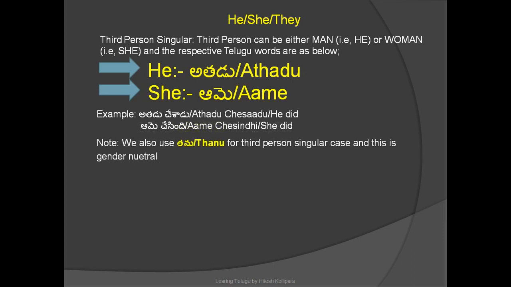we also use tanu for third person singular case. And this is just like a general neutral. Now, instead of saying Atadu Chesadu, you could also say Tanu Chesadu. Same is the case with Ame Chesindi. You could say Tanu Chesindi.